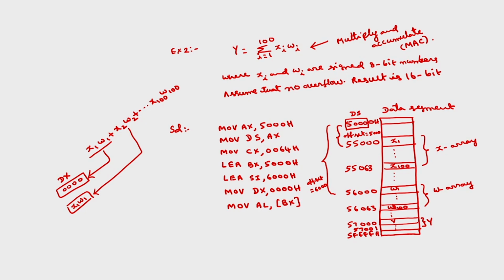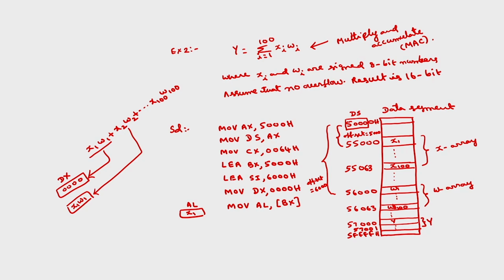This instruction will take x1. BX is pointing to the offset of 5000. With the offset of 5000, what value is there? x1. So, after the execution of this instruction, AL will be loaded with x1. I have to multiply this with w1. So, w1 is there in the location whose offset from the starting is 6000, which is pointed by SI.